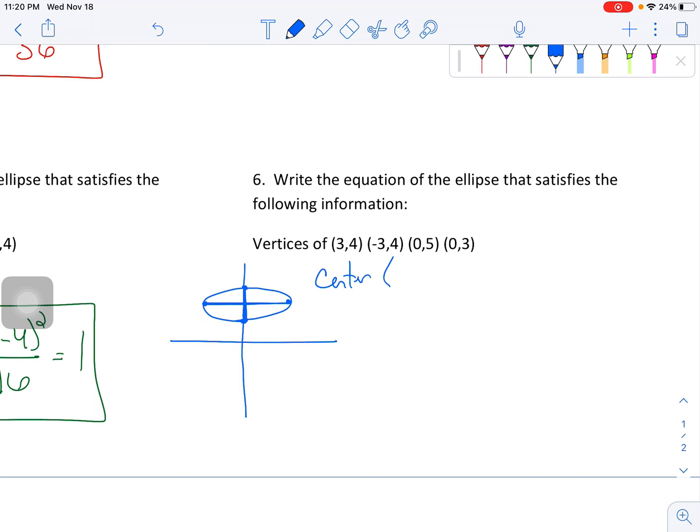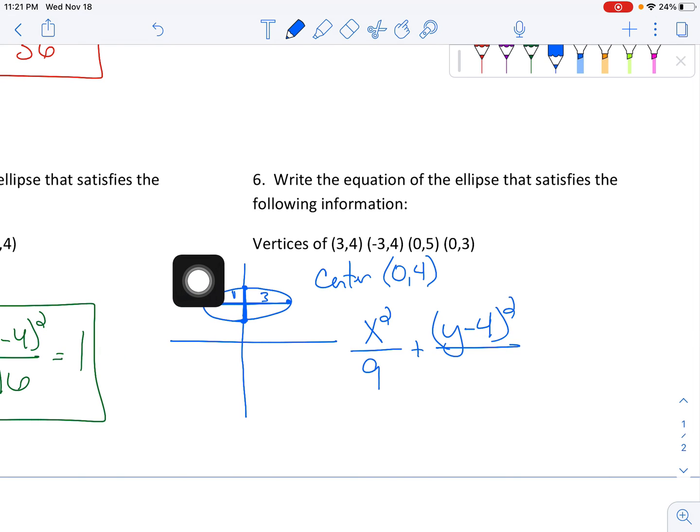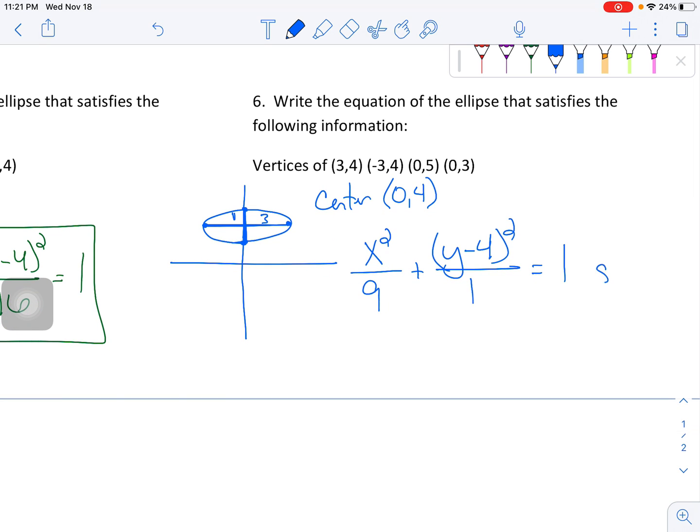All right, so my center is going to be 0, 4. And if we count this out, that would be 3 units horizontally from the center and 1 unit vertically from the center. So x squared. And if we look at the horizontal axis here, we're going to take 3 and square it. So that's going to be 9 plus y minus 4 squared. Let me try that again, get that in the right place. Okay, y minus 4 squared. Okay, there we go. And then along the vertical axis here, it is 1. So if we square that, it's going to be 1, is equal to 1. Now I am going to do one quick thing here. This is what's called standard form.